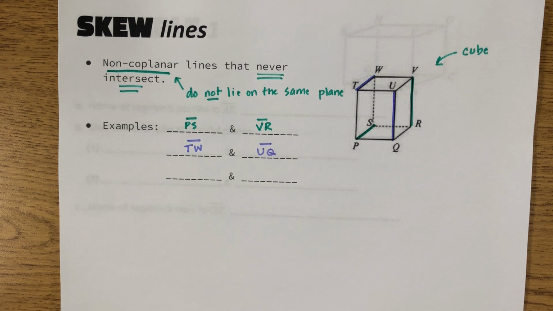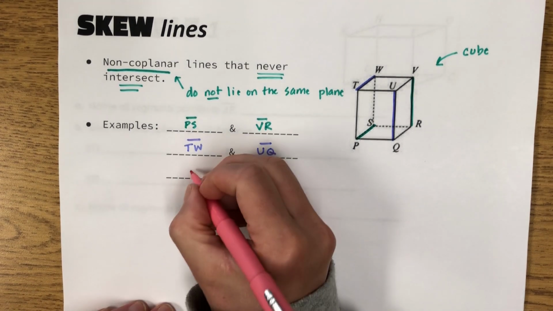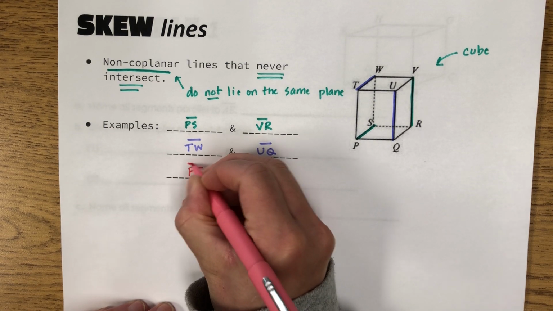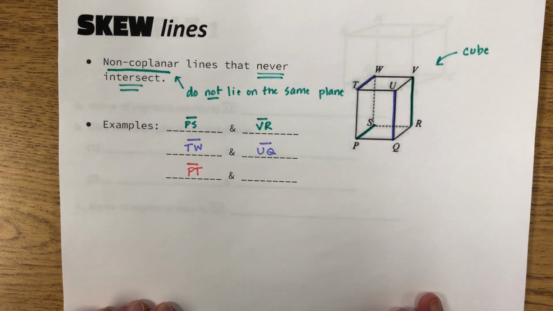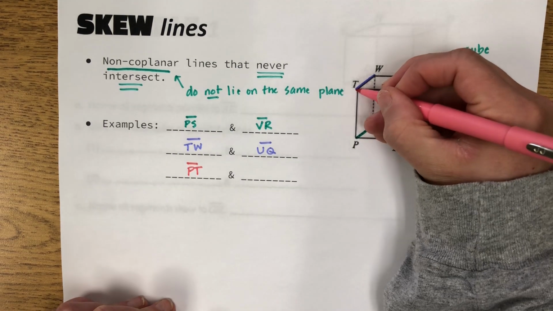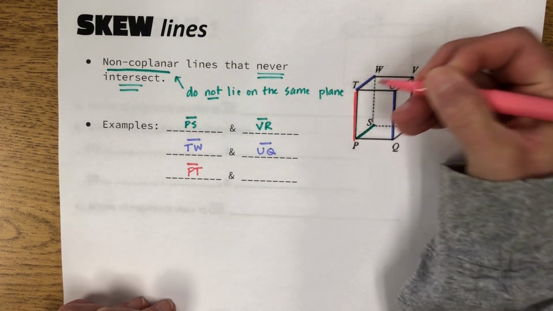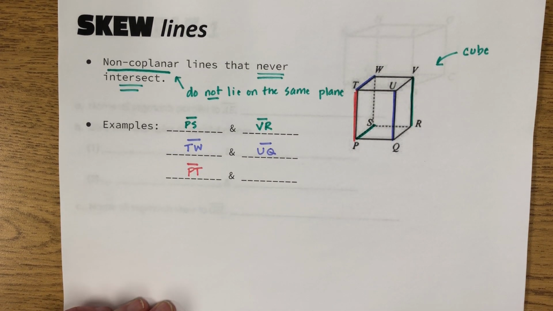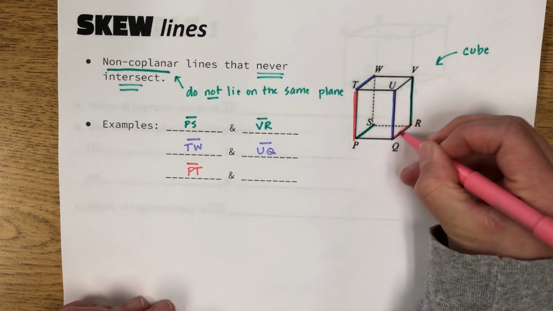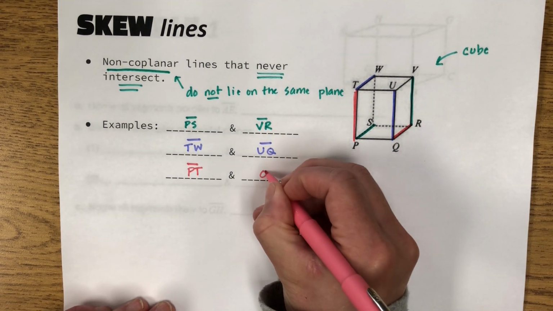And let me find one more marker. We will look at, let's say, line PT for a third example. Line PT, and I'm going to highlight that. So line PT here. And a skew line to PT would be QR.